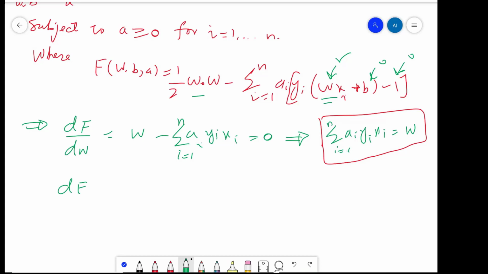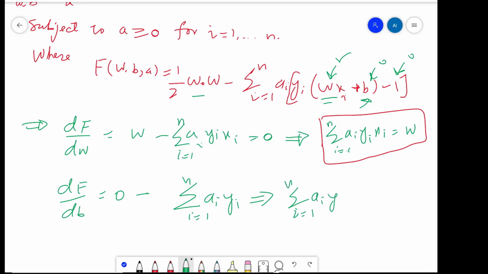And when we take the derivative of function F with respect to b, the first term, half of W square, becomes 0, since there is no b in it. And in the other term, W x i becomes 0, and only the derivative of b becomes 1. So it gives us the summation from i equal to 1 to n of alpha i y i, which shows that the summation of alpha i y i is equal to 0. So these are the two basic equations which we got from the partial derivatives with respect to W and b.